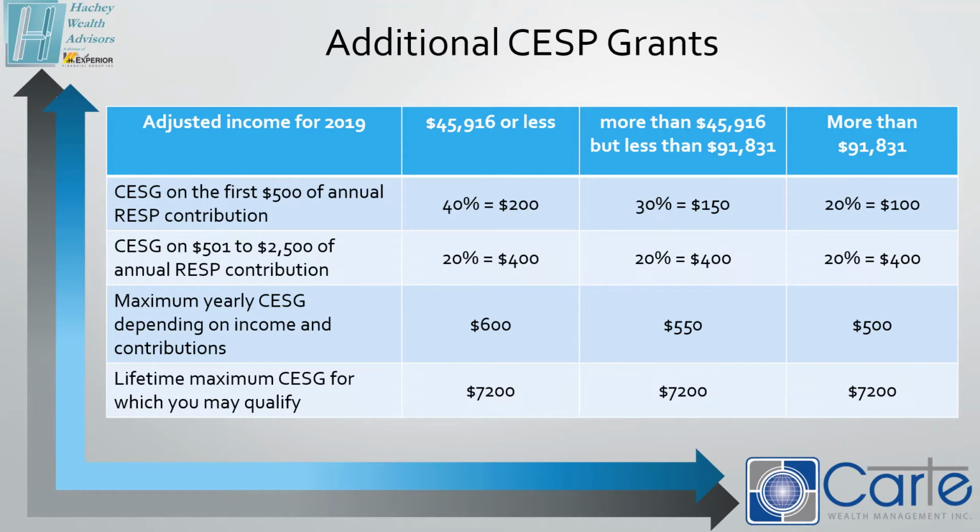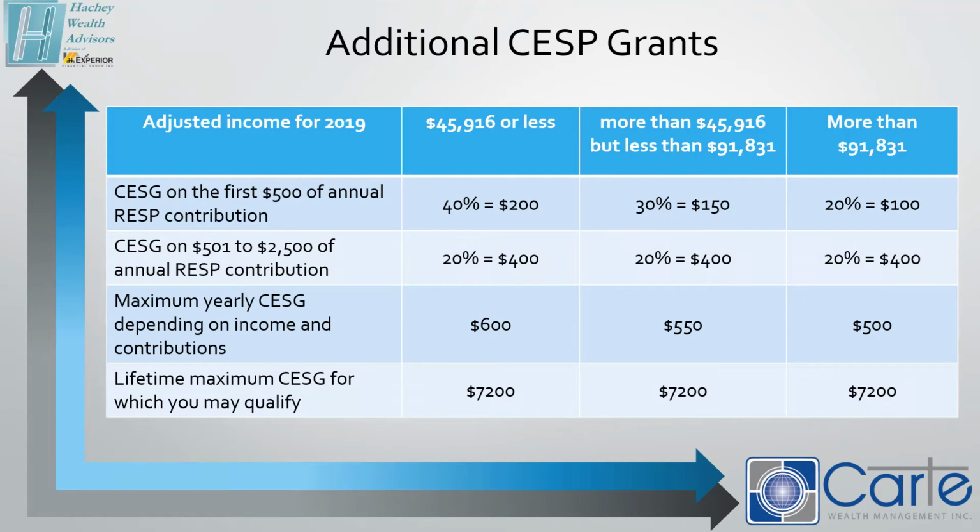Okay, and if your household income is between $45,916 and $91,831, if you're within those limits, then that first $500 of contributions the government will match 30% as opposed to matching 20%. So you'll get $150 worth of grant for that first $500 of contribution. Now from there, the rest of the contributions that you make into your RESP gives you the same grant money as normal. There's no additional piece right there.